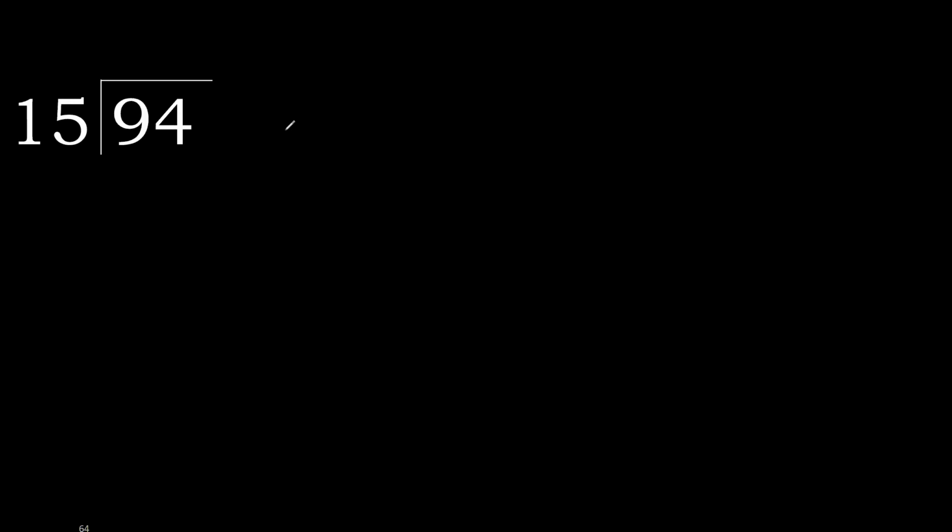94 divided by 15. 9 is less, therefore take the next digit. 94 is not less, therefore work with 94. 15 multiplied by which number is nearest to 94, but not greater? 15 multiplied by 7 is greater. Multiply by 6, 90. 90 is not greater.